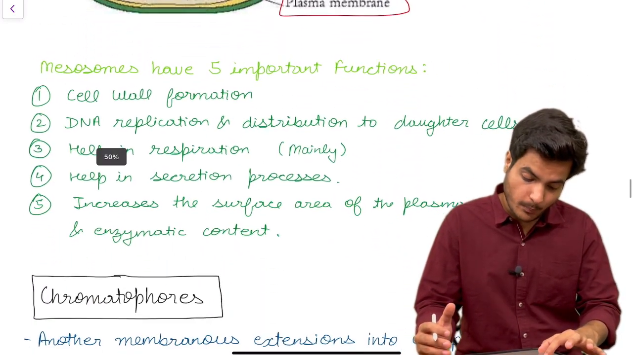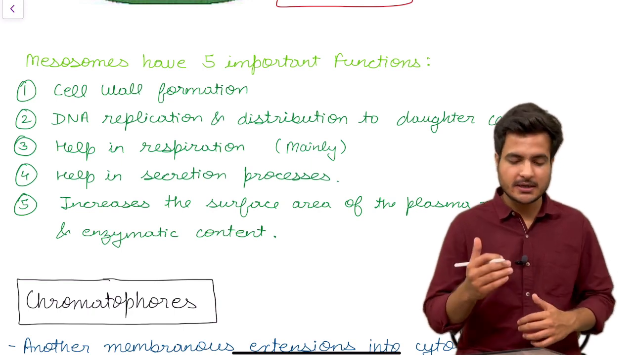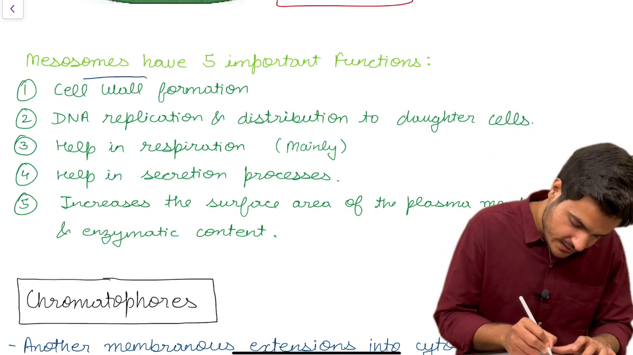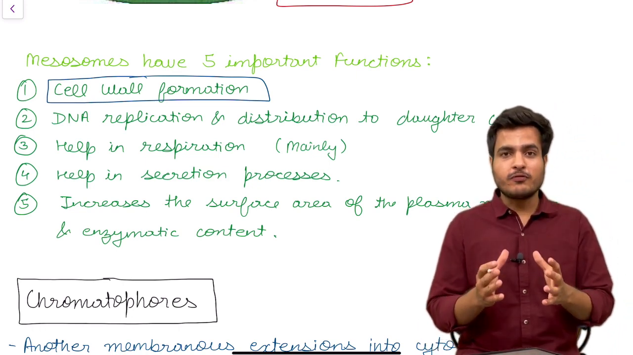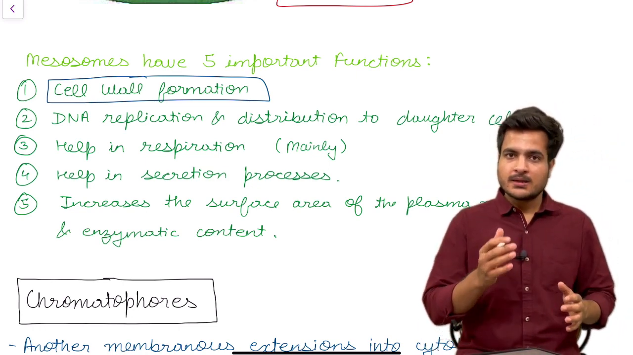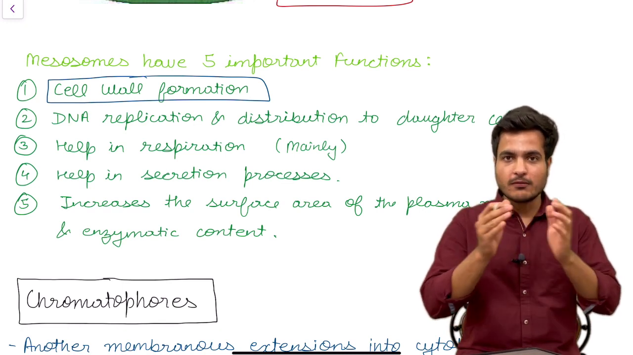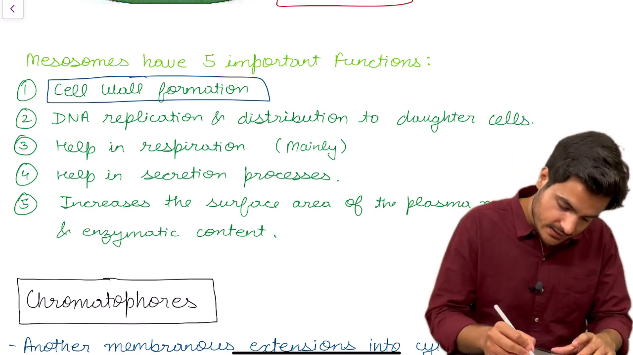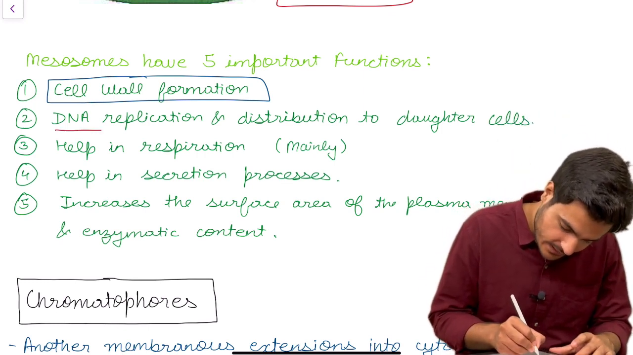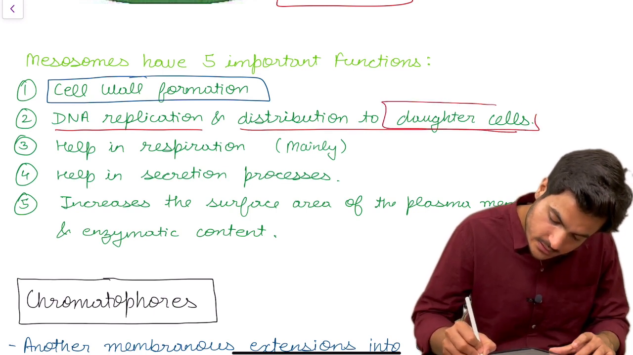There are 5 important functions of mesosomes. So let's discuss them individually. First thing is cell wall formation. When there is cell wall formation in a prokaryote, these mesosomes help in the establishment of the cell wall around the plasma membrane. Second important thing is they help in DNA replication and distribution of DNA to the daughter cells.